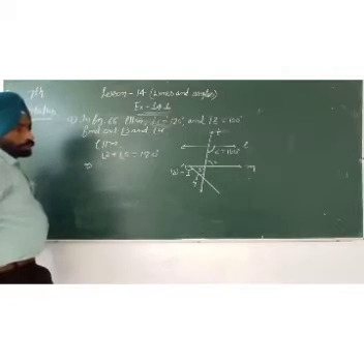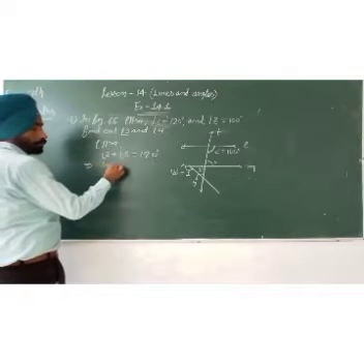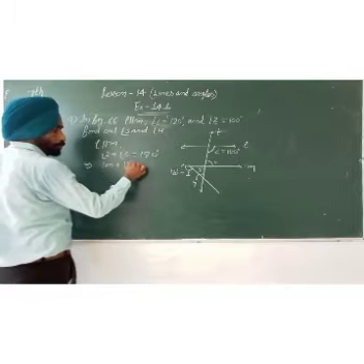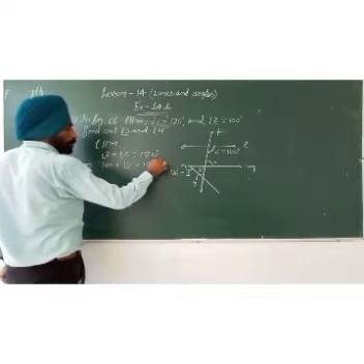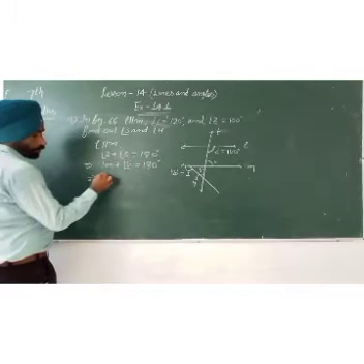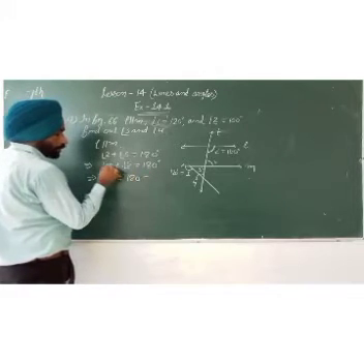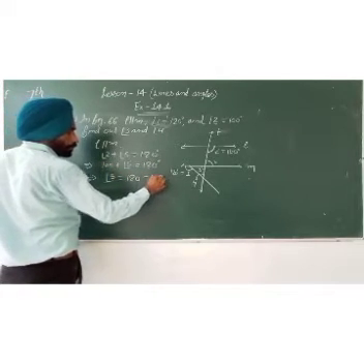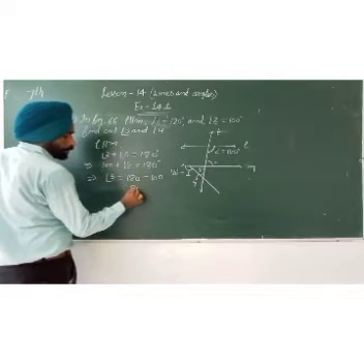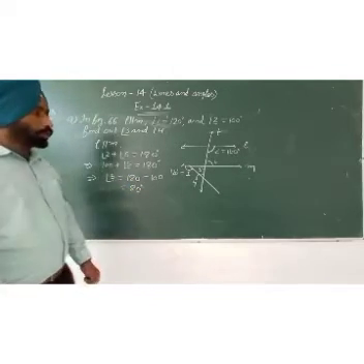Now angle 2 is equal to 100, plus angle 5 is equal to 180. So angle 5 is equal to 180 minus 100, which is equal to 80. So angle 5 is equal to 80 degrees.